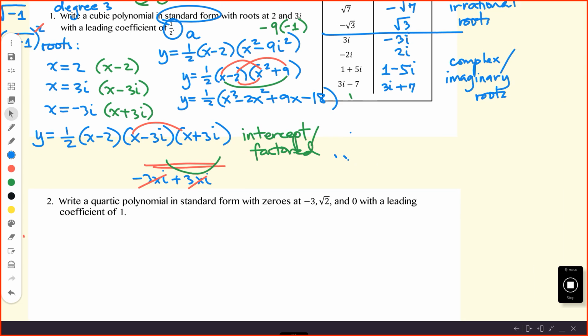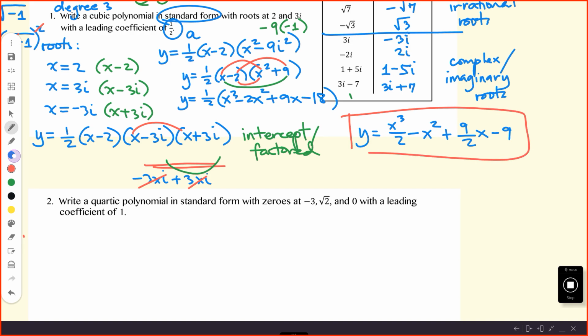Yes. So y equals x cubed divided by 2, minus x squared, plus 9x over 2. Yes. Minus 9. Or 9/2 x and then minus 9. Yes. Wait a minute. Yes, but the 2 is in your denominator. That's why the 2 should be under. Yes. All right. So this is now your standard form.